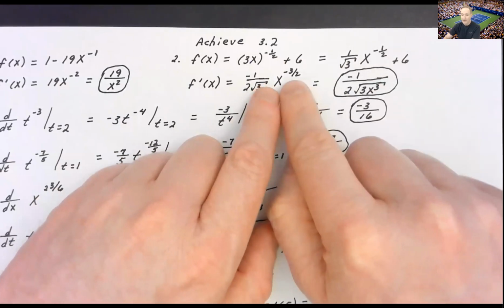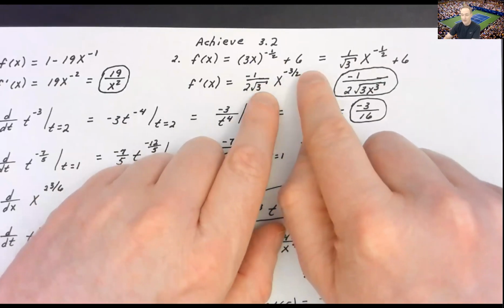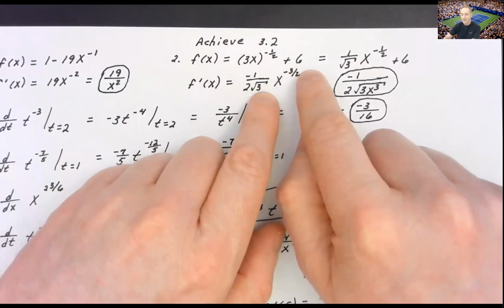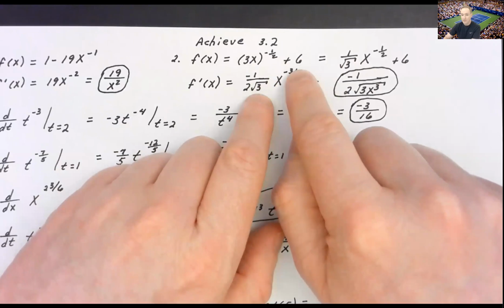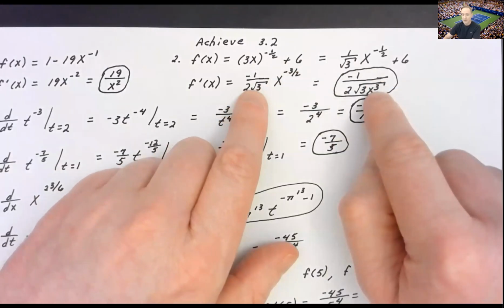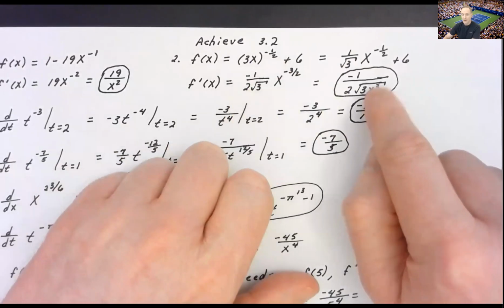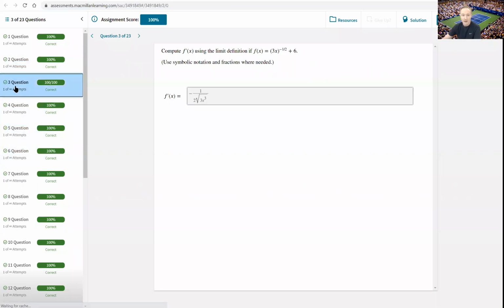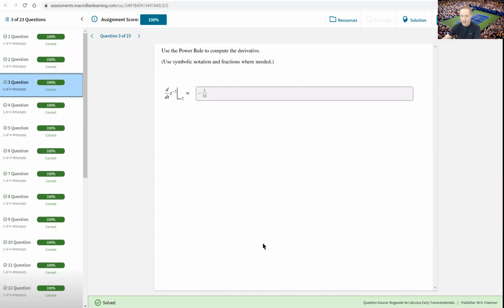Now when I rewrite this, this x is best in the denominator because of the negative exponent. And then it's inside of a square root to the 3rd power. So I just put that x inside the square root along with the 3, and then it's to the 3rd power inside of there. So our best version of the final answer for this problem would be negative 1 over 2 root 3x cubed. That's a beautiful answer there. I like that one.